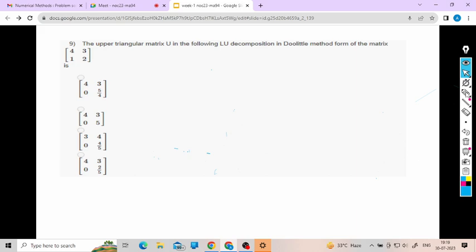Similarly, in Crout's method, you will have an upper triangular matrix whose diagonal elements will be 1. Fine? Shall we proceed?